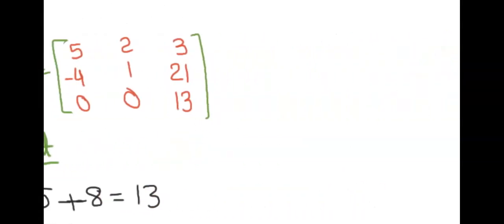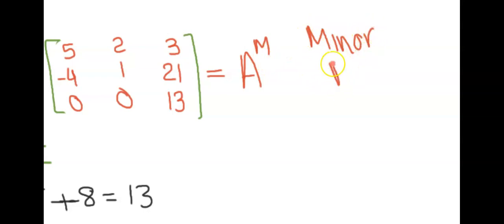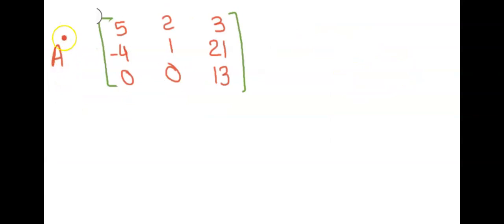Now we have the matrix of minors. This matrix, after performing a massive operation, is known as AM, where M stands for minor. It's known as the minor matrix.